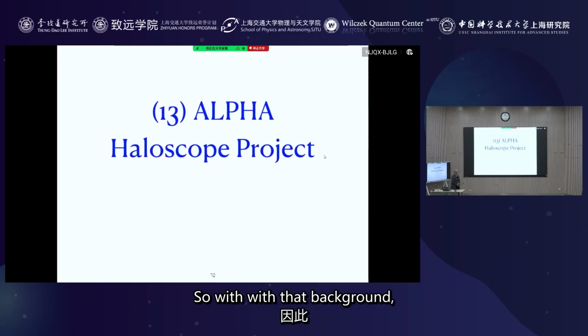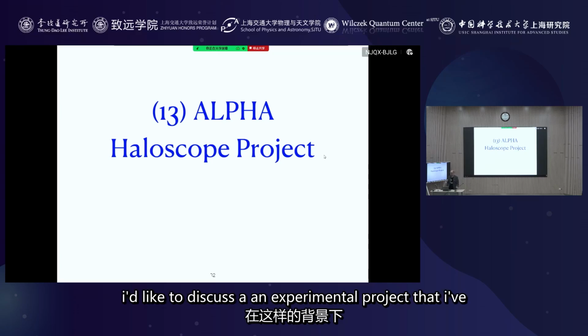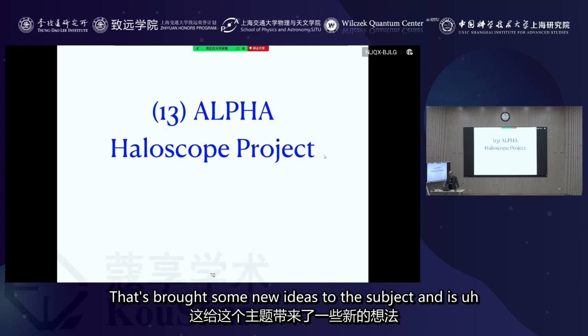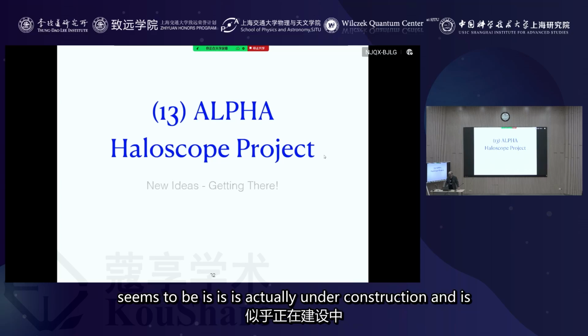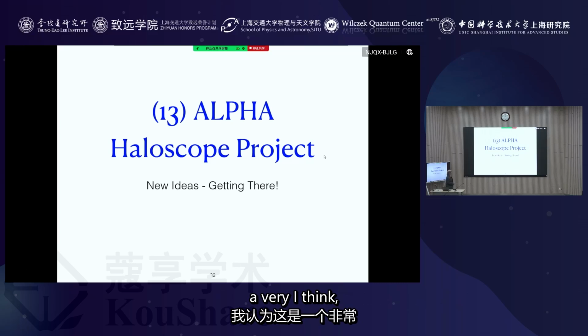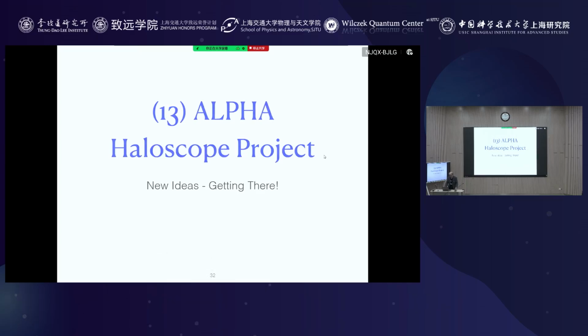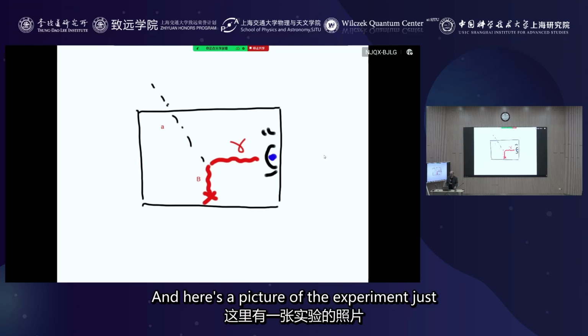Okay, so with that background, I'd like to discuss an experimental project that I've been heavily involved in that's brought some new ideas to the subject and is actually under construction and is, to me, a very exciting project. So this is called the Alpha Haloscope project. And here's a picture of the experiment.